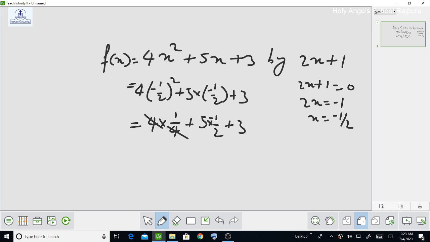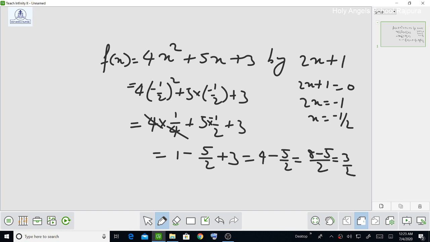4 and 4 cancel. 1 minus 5 by 2 plus 3. 1 and 3 are added, that becomes 4. 4 minus 5 by 2. Take the LCM, 8 minus 5 by 2, that is 3 by 2. In mixed fraction you can write it as 1 and 1 by 2, so 3 by 2 or 1 and 1 by 2 is the remainder in this case.